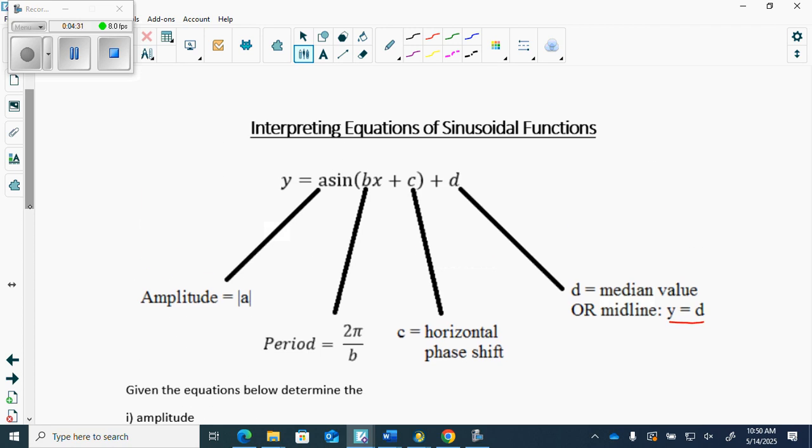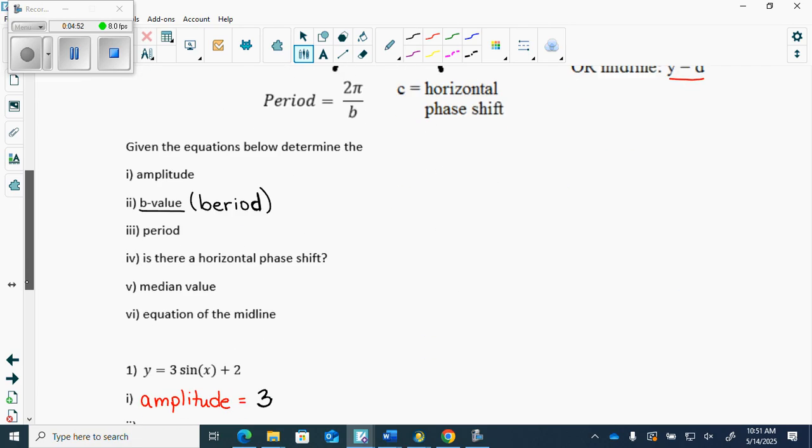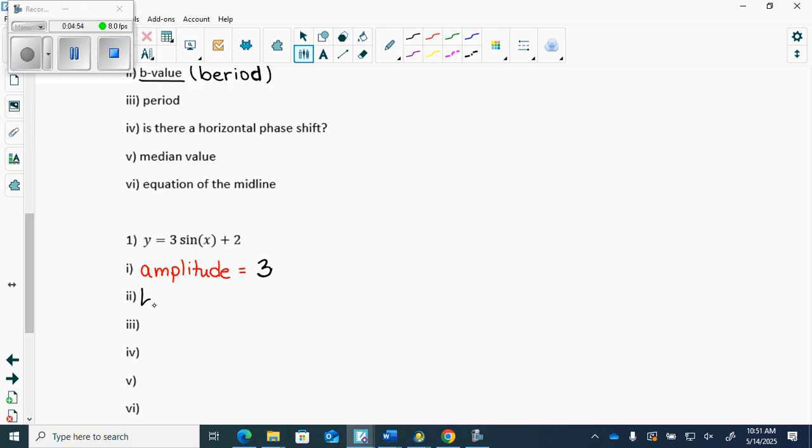The B value, and if you don't remember, you have a formula, 2 formulas on your formula sheet. The top formula is A sine BX plus C plus D. Do you see that? B falls between sine and X, correct? So if I don't remember which one's B, it's on my formula sheet, yeah? So the B falls between sine and X. So what does B equal in this case? Between sine and X, what's there? 1.